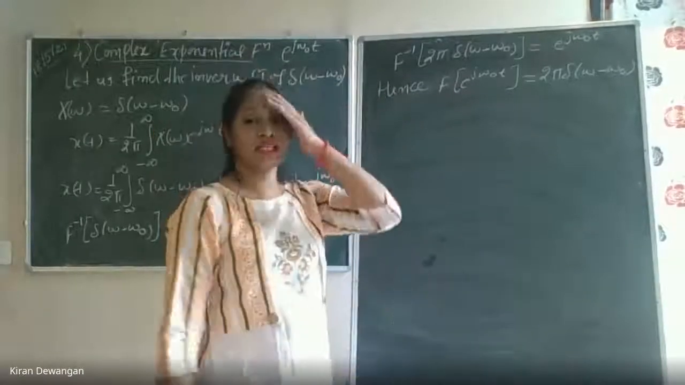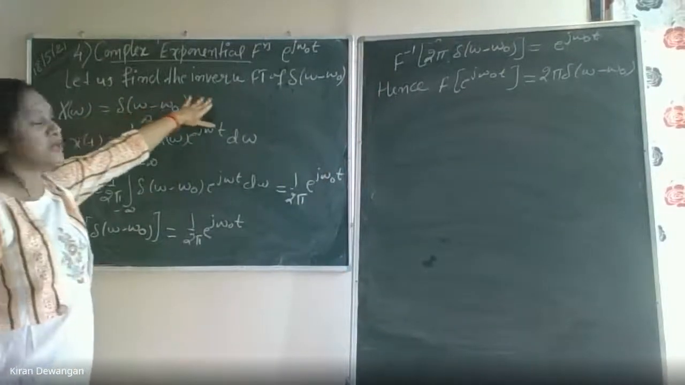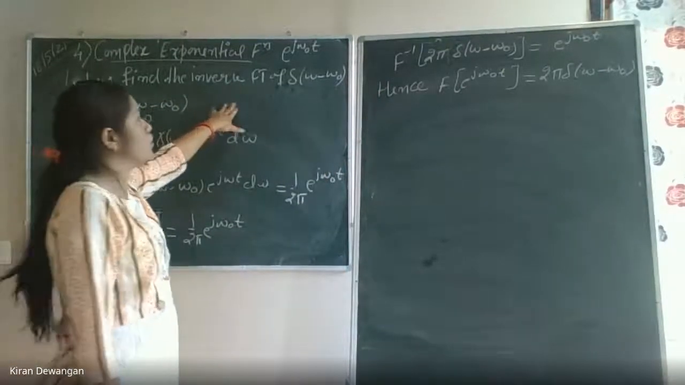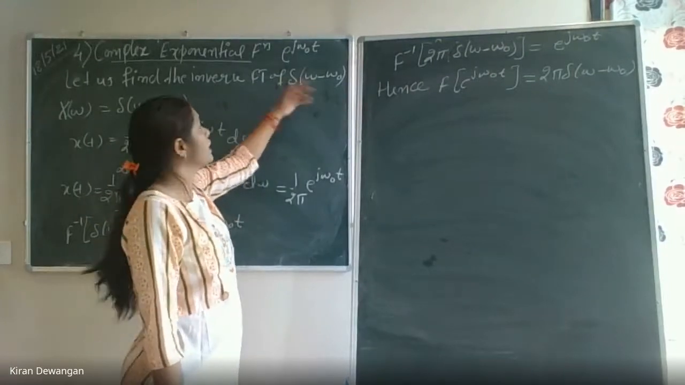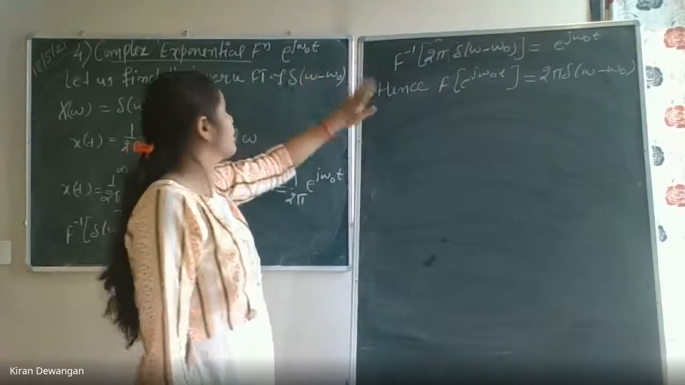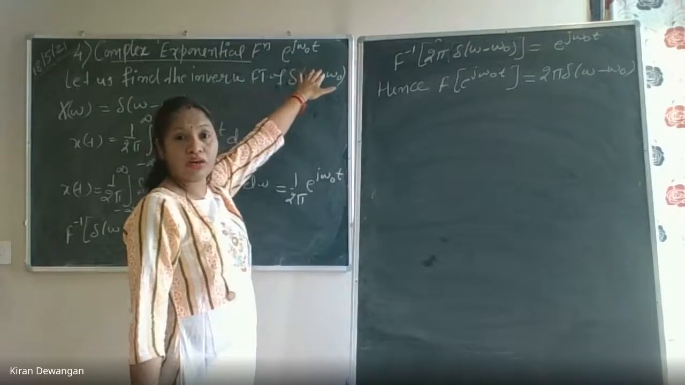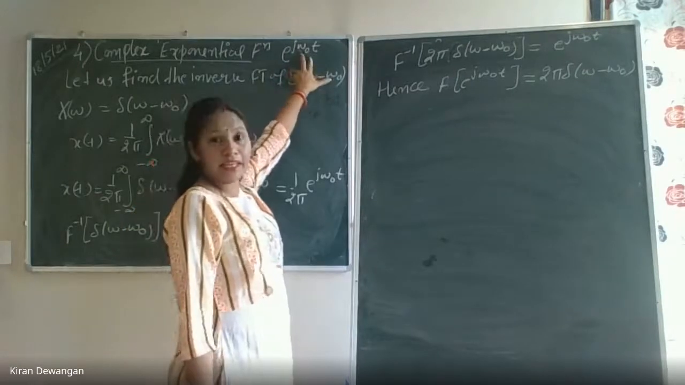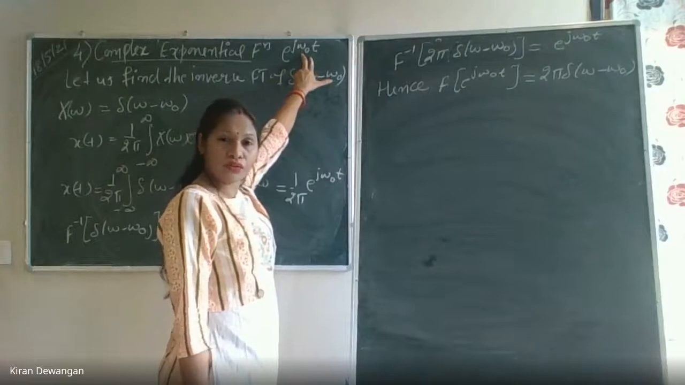Okay? Now since we have done it in this way, what did we do? We tried to obtain the inverse Fourier transform of del omega minus omega naught. Now how did this come to our mind, that we have to find its inverse Fourier transform? Because here it is given, what is the function? It is a complex exponential function, e to the power j omega naught t. It is in terms of omega naught, that is definitely in terms of omega naught.